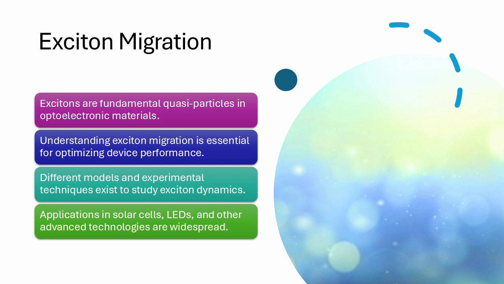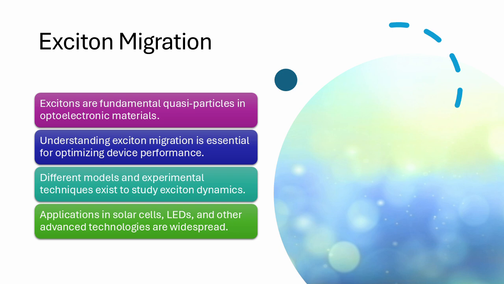Exactly. The same principle applies to LEDs. The location where an exciton ends up determines where light is emitted. So controlling exciton migration is key to creating efficient and bright displays. So it's all about guiding those tiny energy packets to the right place. This is starting to sound like a very intricate dance with a lot depending on the excitons getting their steps right. But how do they actually move? What are their dance moves?